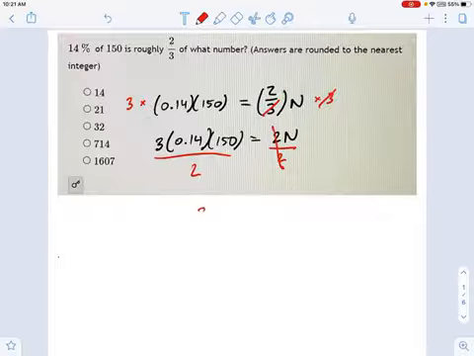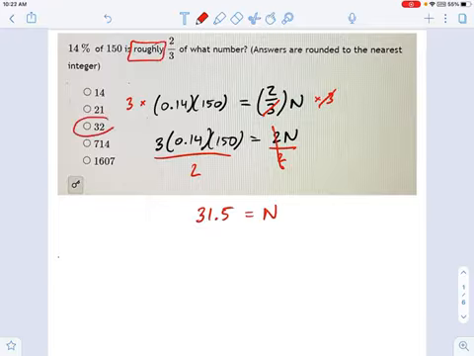Okay, it looks like this is equal to 31.5 equals n. Okay, so that's not in the list. Well, read carefully again. Remember, this says roughly. In other words, which one's pretty close? You can see it's going to be 32. Nothing else is reasonably close to the answer.